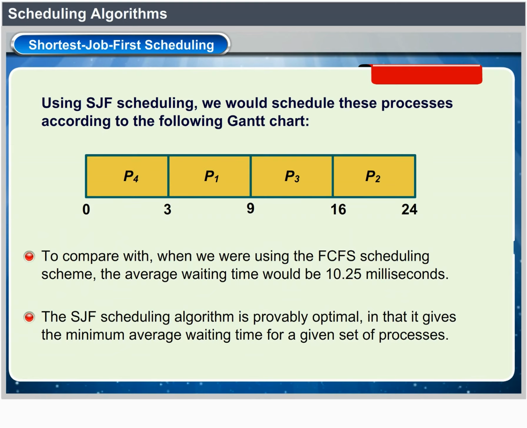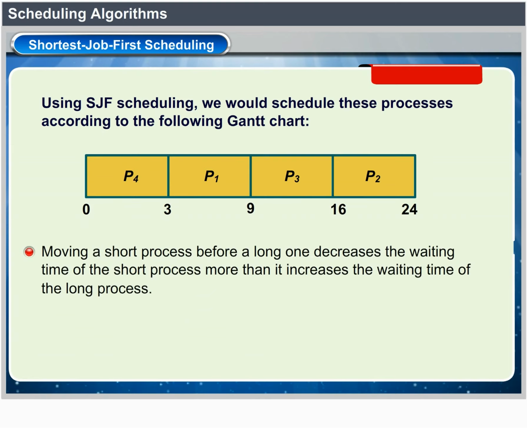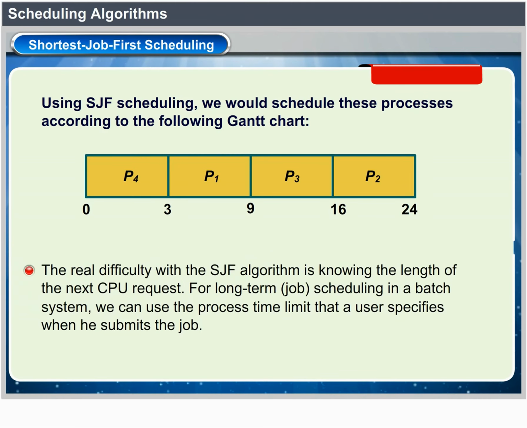Moving a short process before a long one decreases the waiting time of the short process more than it increases the waiting time of the long process. Consequently, the average waiting time decreases. The real difficulty with the SJF algorithm is knowing the length of the next CPU request.